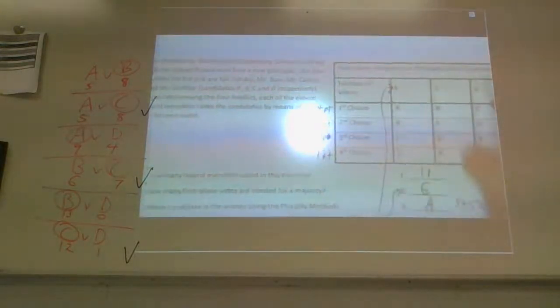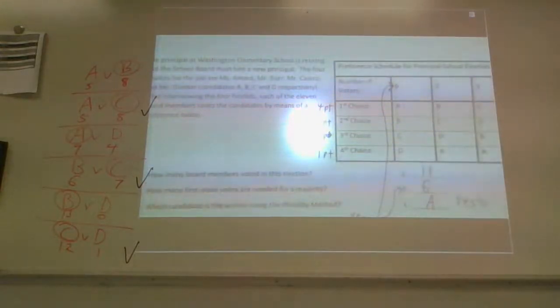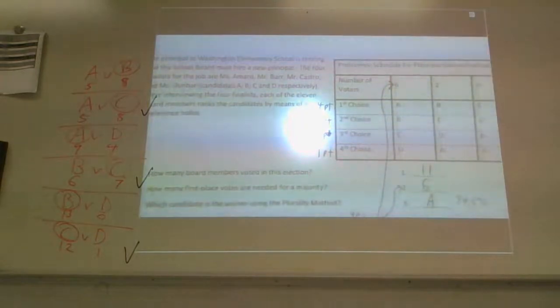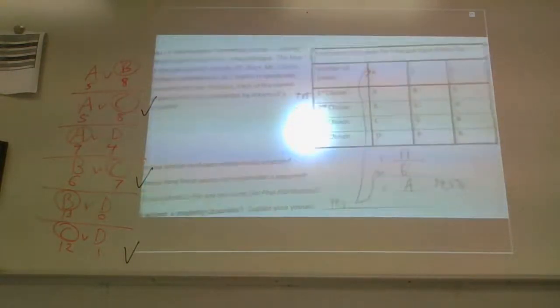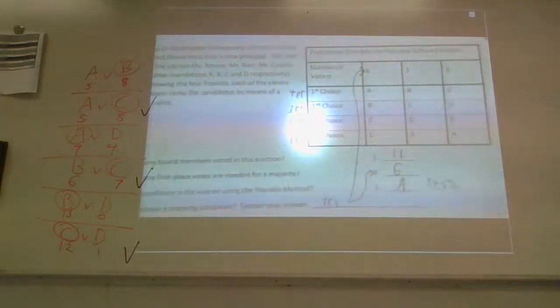Basically, there are 4 candidates, so you could say 4 points for first, 3 points for second, 2 points for third, 1 point for last. Hopefully, a lot of this information is coming back to you. Borda count was probably one of the more intuitive voting methods. People tend to like it more.